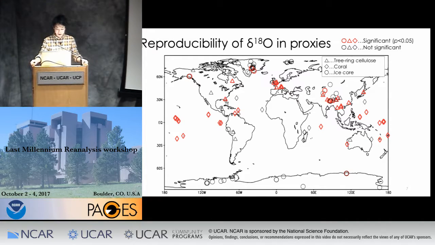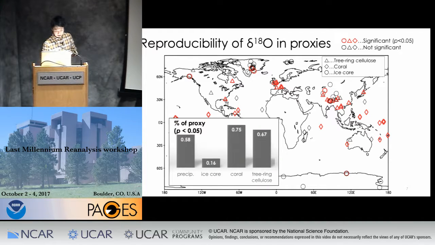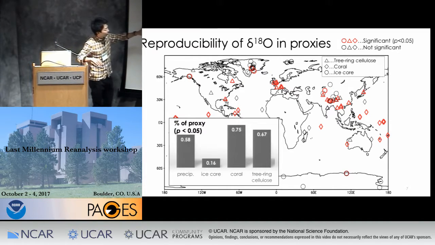So how about the reproducibility for isotope ratio in proxies? This map shows the proxy types. Triangle is for tree cellulose, diamond is for coral, and circle is for ice core. If the model reproduces the proxies well, it is marked red. If not, it is marked black. I plot this map for the period of the last century. To summarize this figure, this map shows the result.